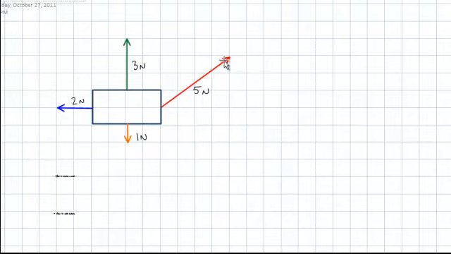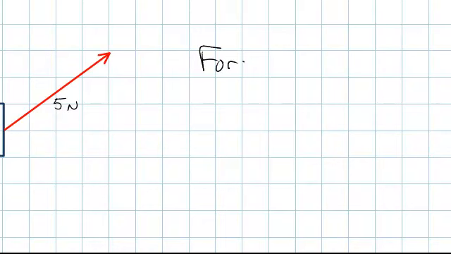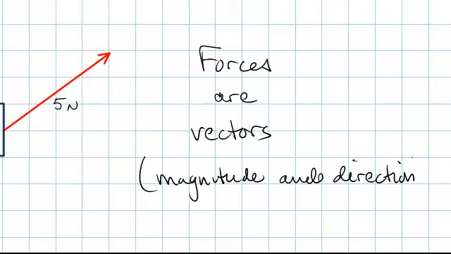Because forces have a magnitude, such as 5 newtons here, as well as a direction, you can see that this one is at some angle above horizontal. Because they have magnitude and direction, they are an example of a vector. So, vectors have magnitude and direction. If by chance we had something which did not have direction, it's just a magnitude, that's called a scalar.